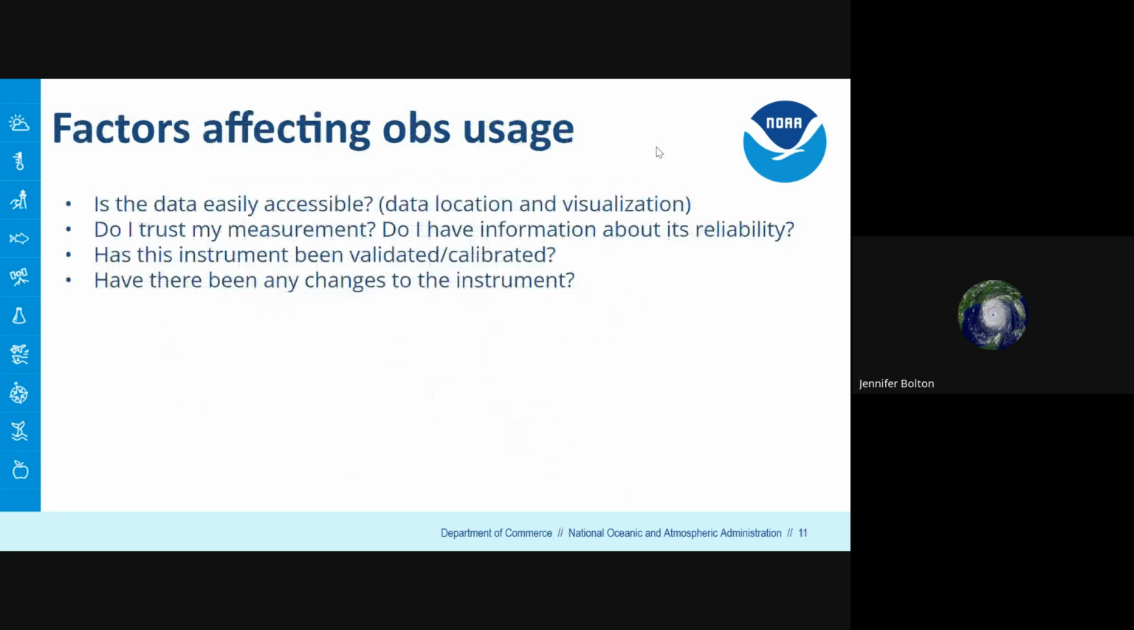So next slide. Just when we think about new observations, some of the things that affect how they can be integrated into operations are: how easily accessible is the data? Do I trust my measurement or have information about its reliability? Has it been validated and calibrated? And have there been any changes to the instrument recently? And of course, the specialists, when they're looking at all of this data, they have some idea of all of these answers and are able to make a best estimate of what the storm intensity is. So yeah, I'll end there and help get us back on track.